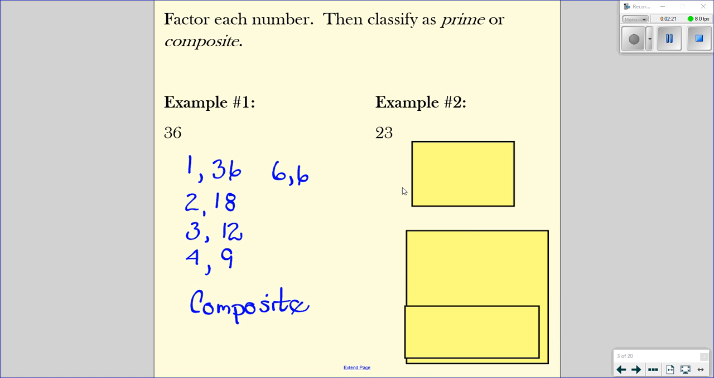23. When you break down 23, you get 1 and 23, and that's it, because 2 can't go into it, 3, 4, 5 can't go into it. 23 can go into it, but it's only just 1 and 23. So then that makes 23 a prime number.